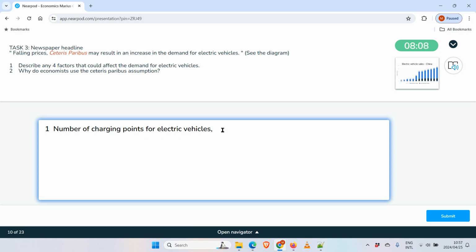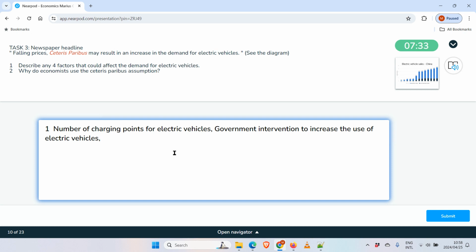Another one could be government intervention to perhaps increase the use of electric vehicles. That could possibly be another factor that affects the demand for electric vehicles. Question number two would be, why do economists use the ceteris paribus assumption?